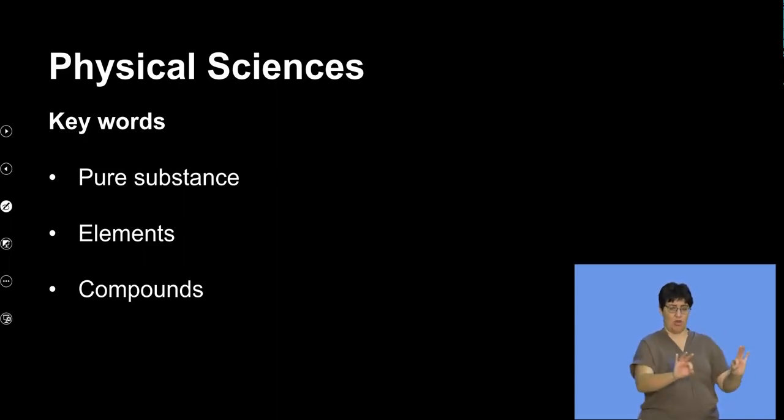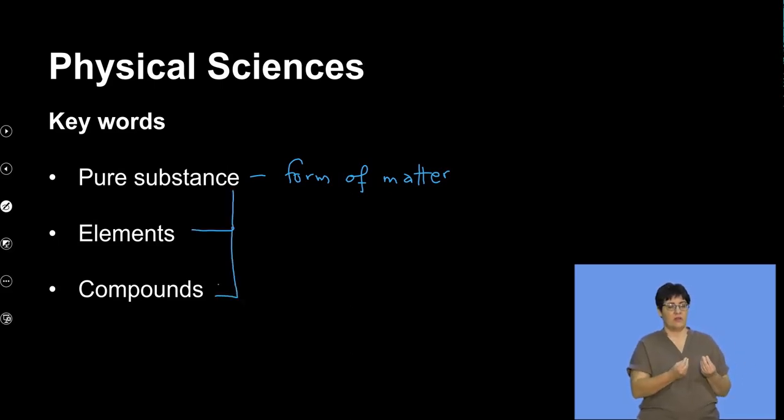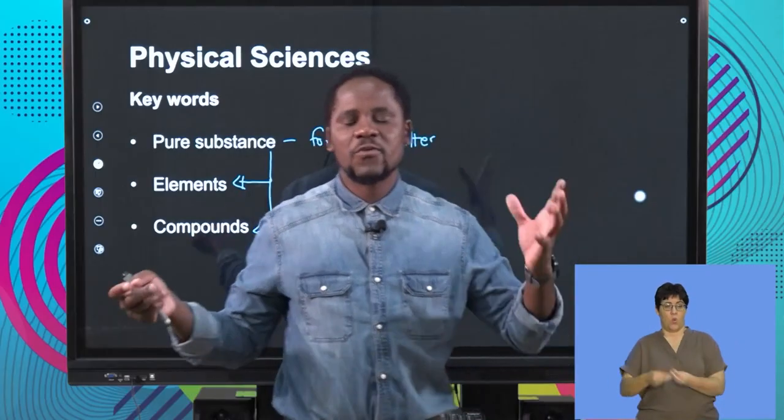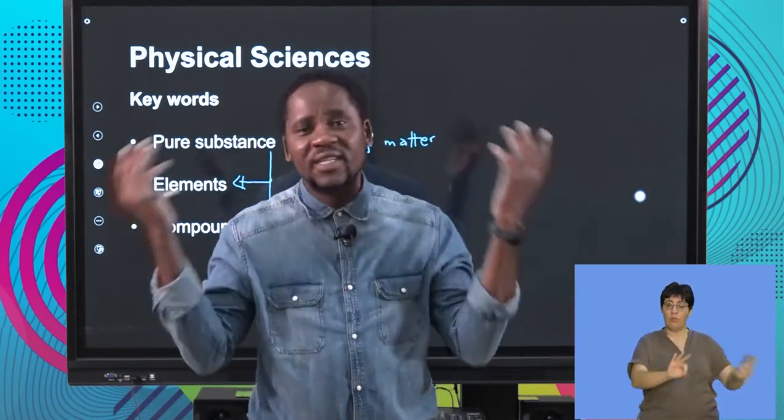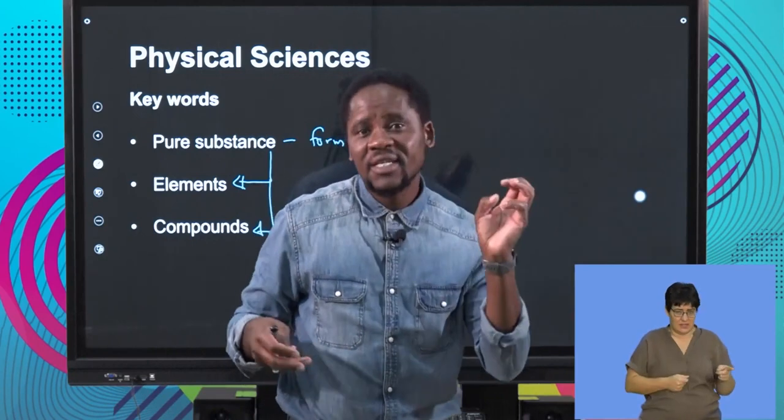So a pure substance is a form of matter, okay? Let's think of it as a form of matter, which falls into one of those two categories. And pure substances are either divided into elements and or compounds. So in short, if you've got a pure substance, two things can happen. A pure substance, whatever it is, can either be an element or a compound.